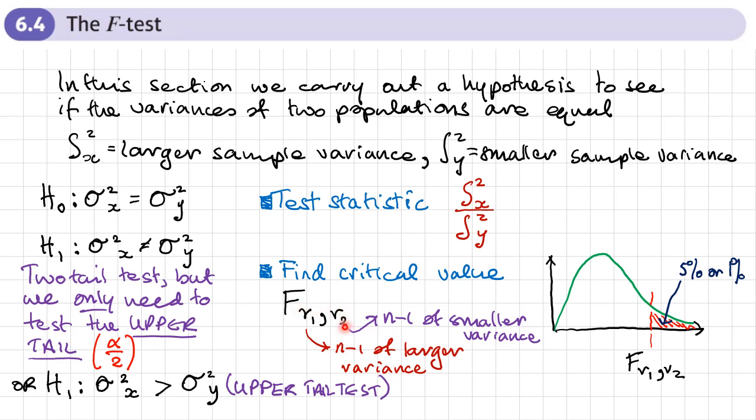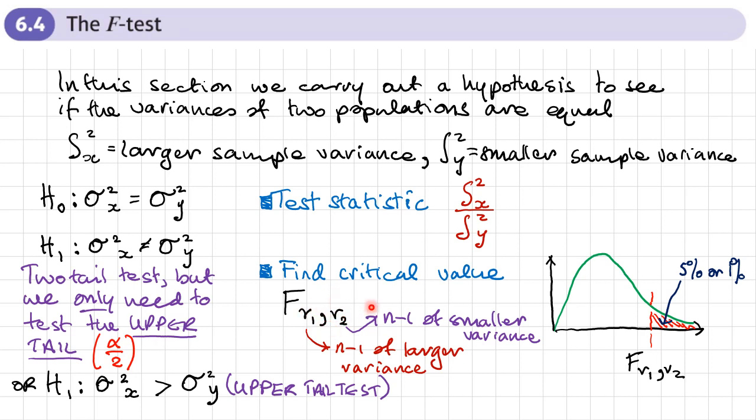My second value, nu2, is going to be the n from the population with the smaller sample variance, however many were in that sample, minus 1. So larger variance n minus 1, smaller variance n minus 1. Make sure you don't mix those up.